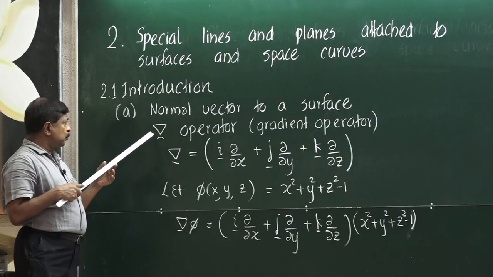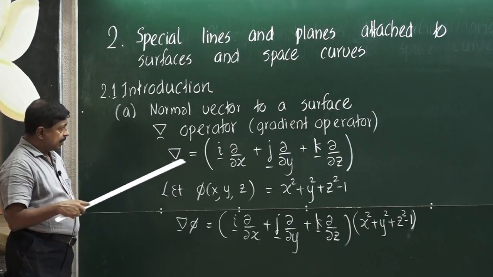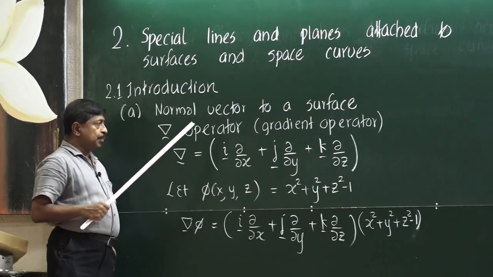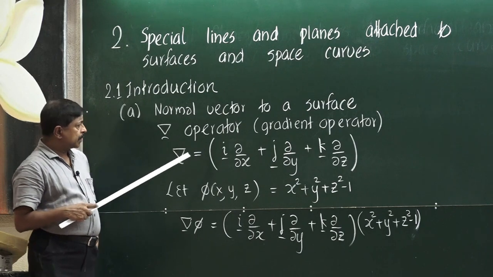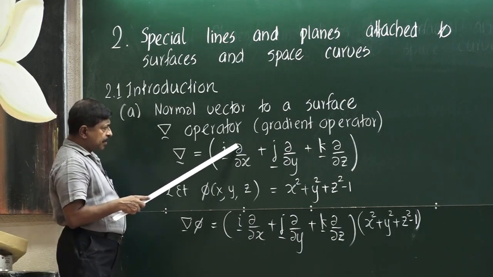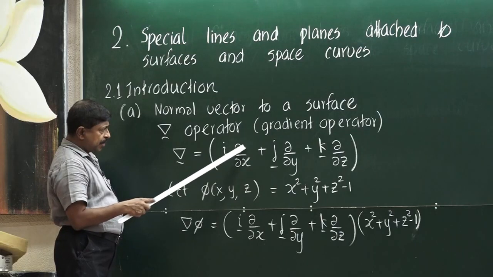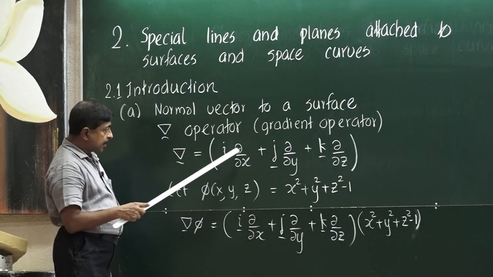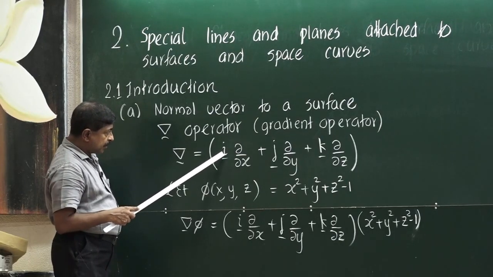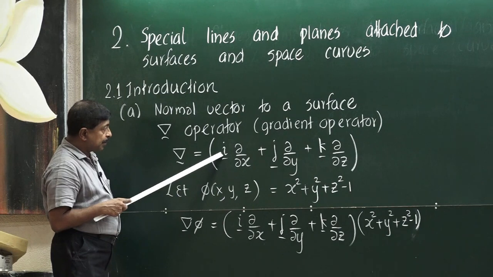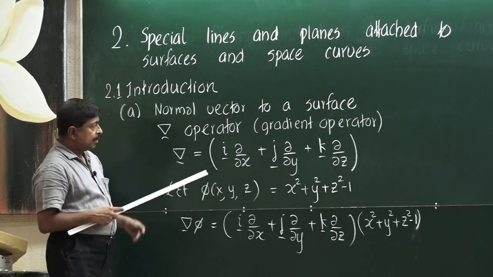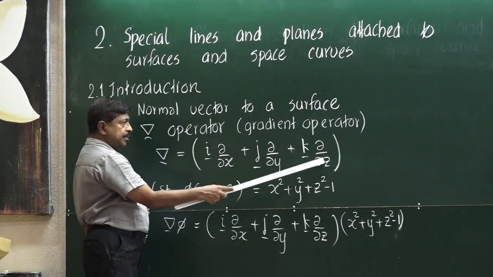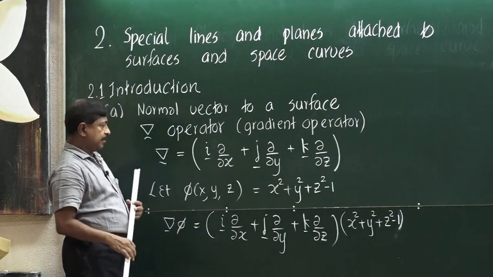Let us come up with this operator first. This operator is defined in 3D. This is called the gradient operator, or sometimes the grad operator. Here you have the partial derivative with respect to x, attached with the unit vector along the positive direction of the x axis, which is i. Similarly, partial over partial y is attached to j, and partial over partial z is attached with k.